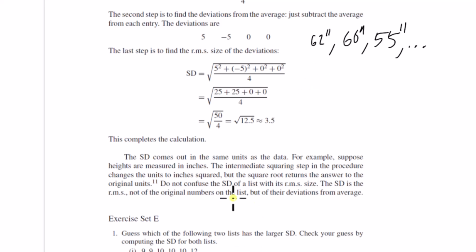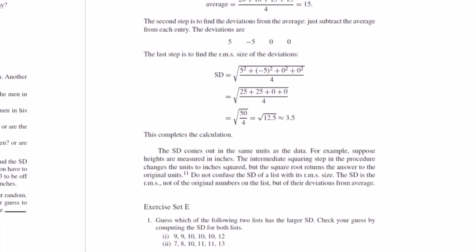And then it just says, don't confuse the standard deviation of a list with its RMS size. I could find the RMS if I had a list of heights and I wanted to know how large these heights are in magnitude, just the magnitude. I could get the RMS of the list. That's the RMS size. That's not what the standard deviation is. The standard deviation is the RMS of the deviations of that list from the average. It's not the RMS of the list itself. So again, don't confuse the RMS of the list itself with the standard deviation.